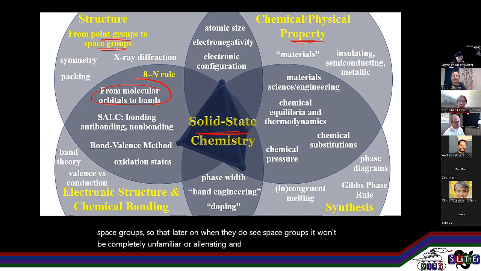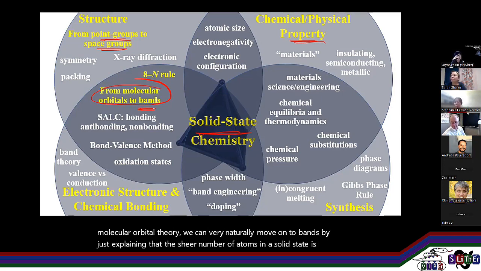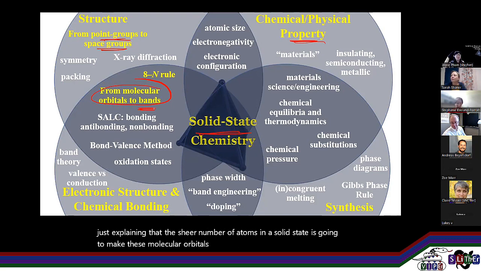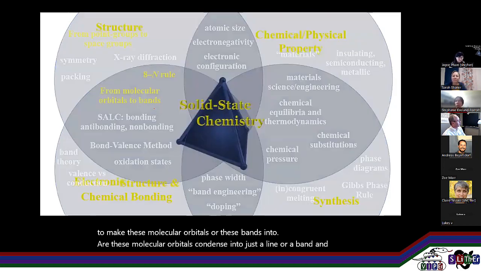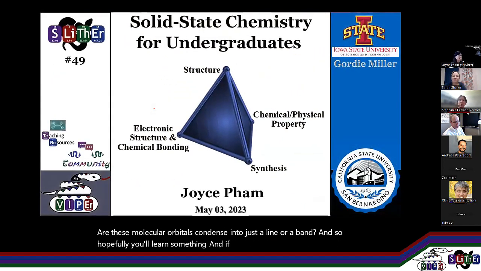And then when we talk about molecular orbital theory, we can very naturally move on to bands by explaining that the sheer number of atoms in a solid state is going to make these molecular orbitals condense into just a line or a band. And so hopefully you learned something. If you have any questions, I'm happy to take your questions or comments.